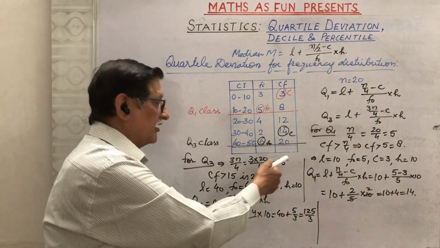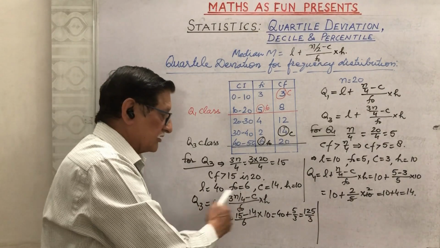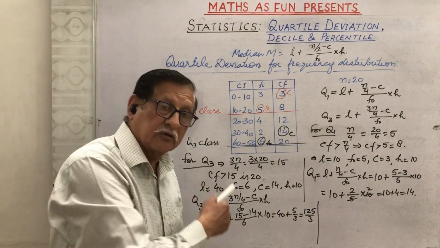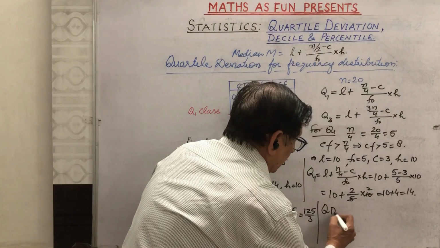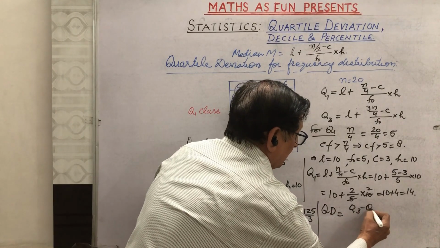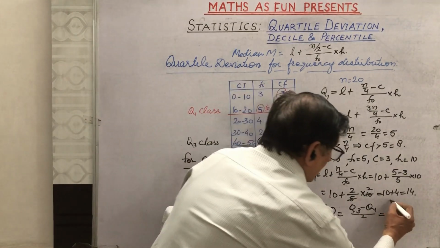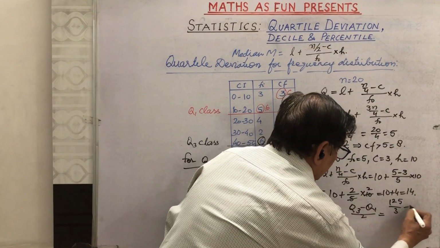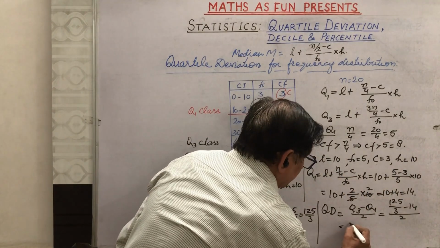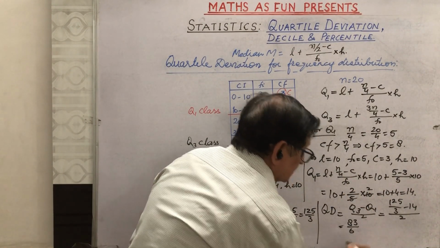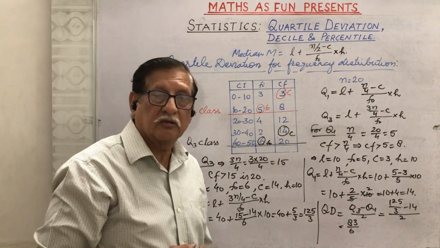So we have calculated the value of the first quartile Q1, and also we have found out the value of Q3, that is the third quartile. After calculating this, now we can calculate the quartile deviation. The quartile deviation we know is Q3 minus Q1 divided by 2. And that here will be 125 by 3 minus 14 upon 2. On calculating this comes as 83 by 6. This is the value of the quartile deviation for this particular given data.